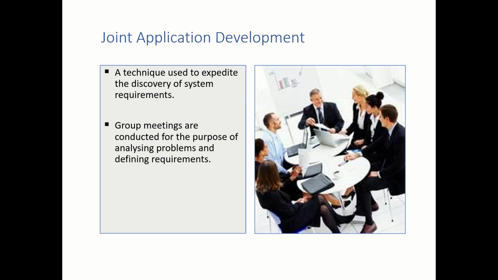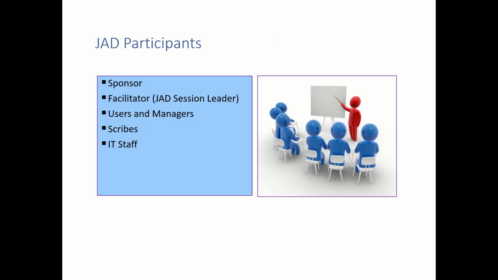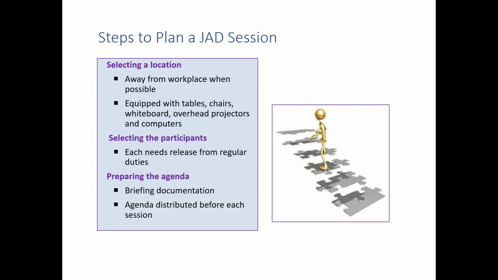of the system requirements in such a way that you could use group meetings or brainstorming or something like that. In JAD meetings, the main participants are simple. There is the sponsor, and there will be a facilitator who manages everything, and users and managers, scribes and IT staff. And normally it is better to keep it at a location away from the workplace, with a proper formal structure where you can conduct the session, select the participants and prepare the agenda, and finally after the meeting there should be a closing summary for your meeting as well.